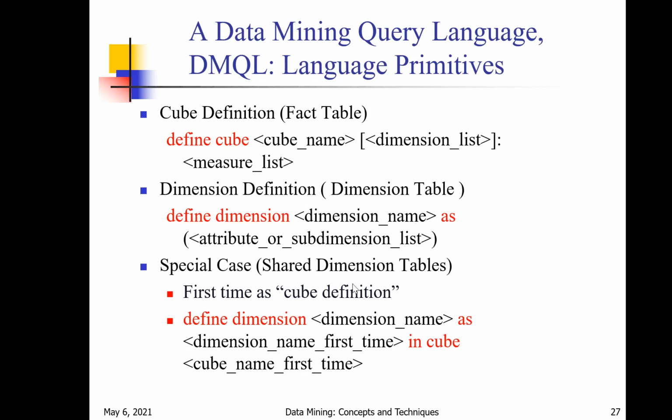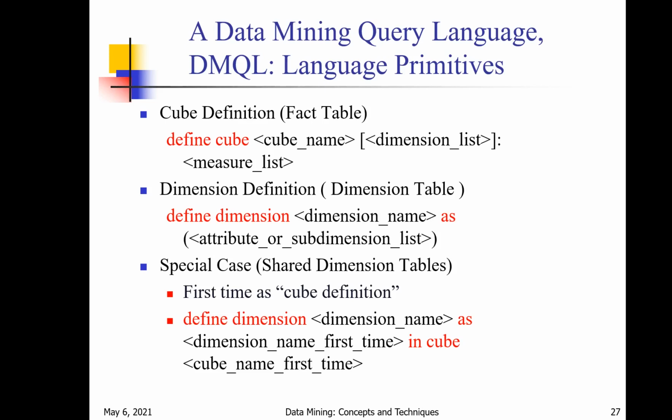For the special case of shared dimension tables, like for snowflake, we will write define dimension name as dimension name first time in cube name first name. Like this we will write code for schemas in data mining query language. Next, for each and every schema, we will see again how to write code. This is how we commonly write it.